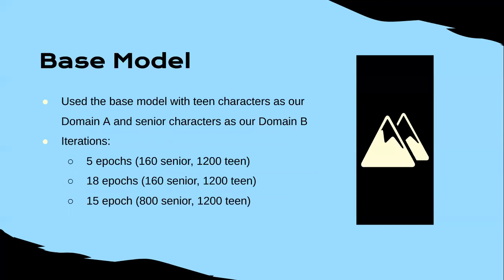Our base model, as mentioned previously, transfers domain A to domain B, and domain A here is the teen characters, and domain B is the senior. And then we ran it 3 times, one on 5 epochs and one on 18 epochs, both on 160 senior images and 1,200 teen images. But then we ran it one time with 15 epochs on 800 senior images to 1,200 teen images. So this gave us some results.